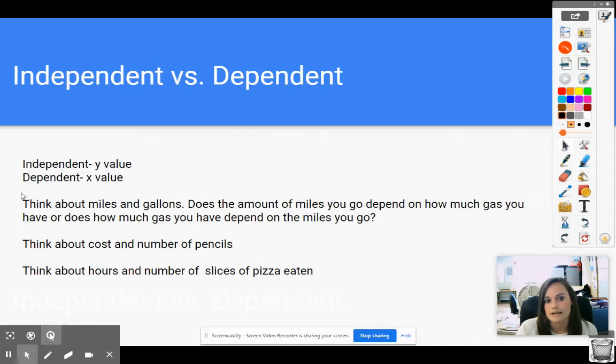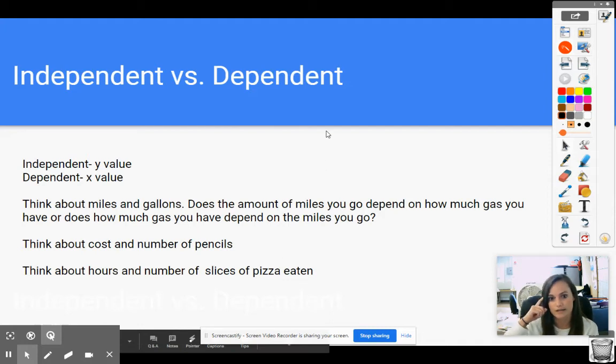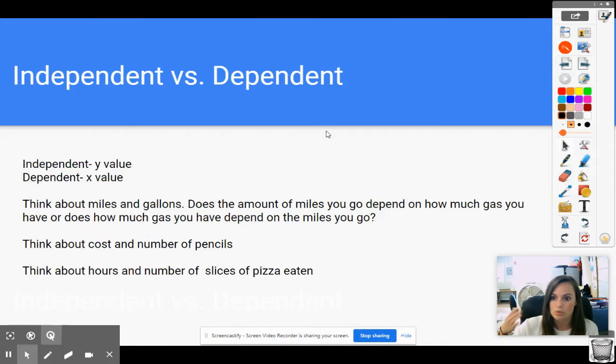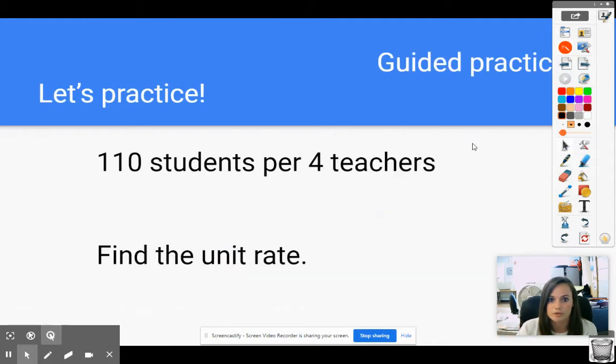So like I said, we've got the independent and the dependent. Miles per gallon: how many miles you go in your car depends on the gas that you have in your car. The number of pencils, your cost depends on how many pencils you buy. How many slices of pizza I can eat depends on how many hours I'm eating. So if you say it in your head, slices per hour, cost per pencil, you know which one goes on top and which one goes on bottom when you divide.